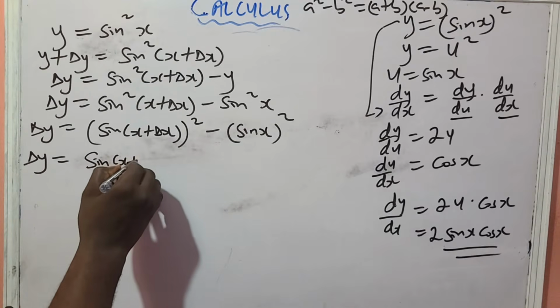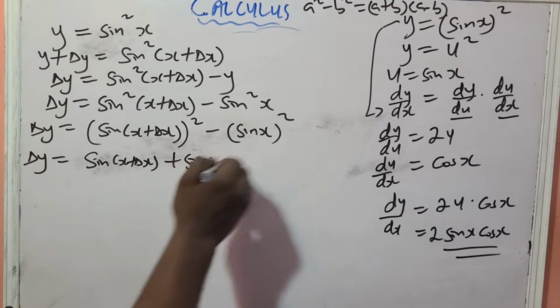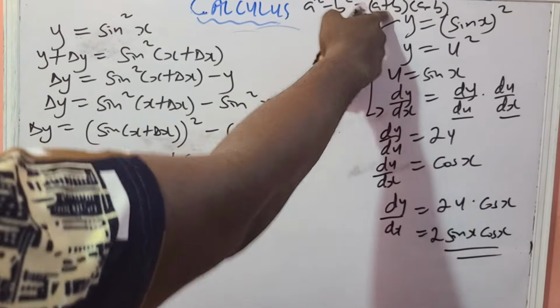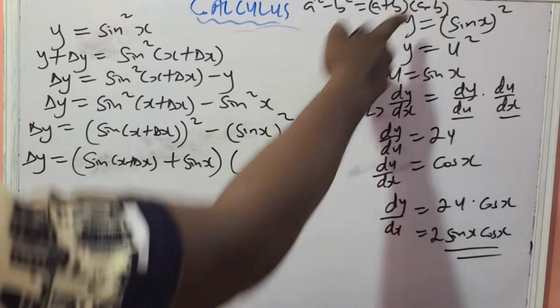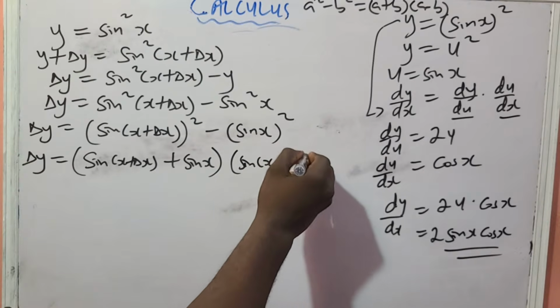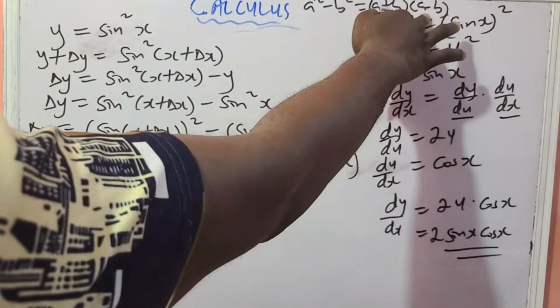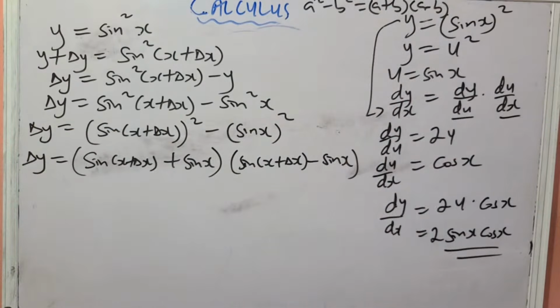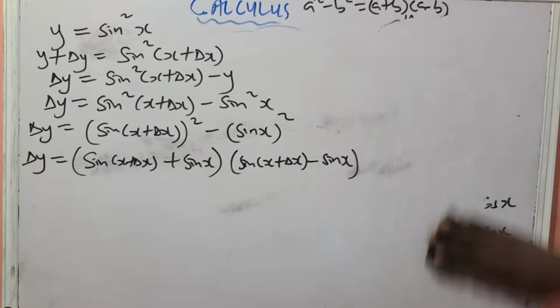sine x plus change in x plus sine x. That's this side of things. I'm doing a plus b now. That's it. Then I have this a minus b, sine x plus change in x minus sine x. I'm doing this side of things. So that's me applying difference of two squares.